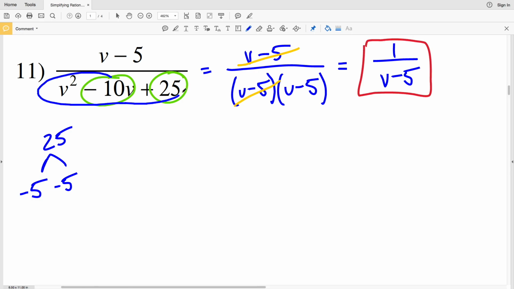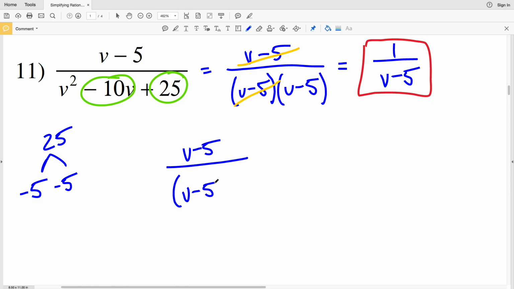You also could have recognized that v squared minus 10v plus 25 is in the form of a squared minus 2ab plus b squared. So you could have written it as v minus 5 over v minus 5 squared, as opposed to v minus 5 times v minus 5. Those denominators are equivalent. And then you would have been able to cancel out this numerator because it has an exponent of 1, and the denominator's exponent would get changed to a positive 1.